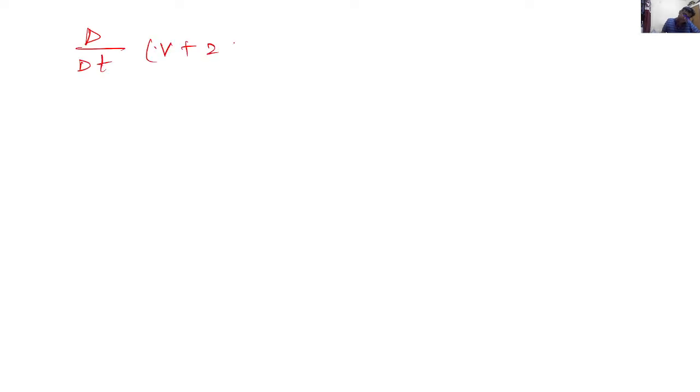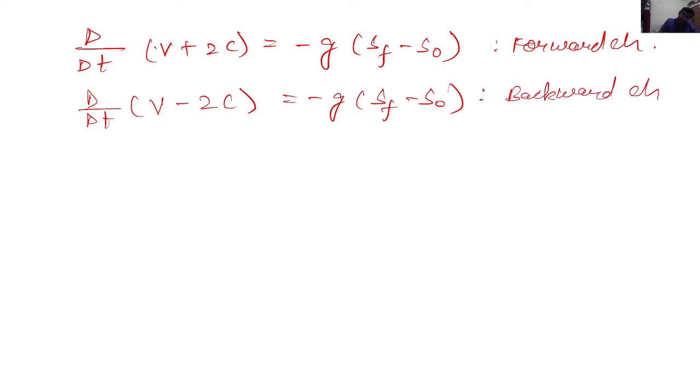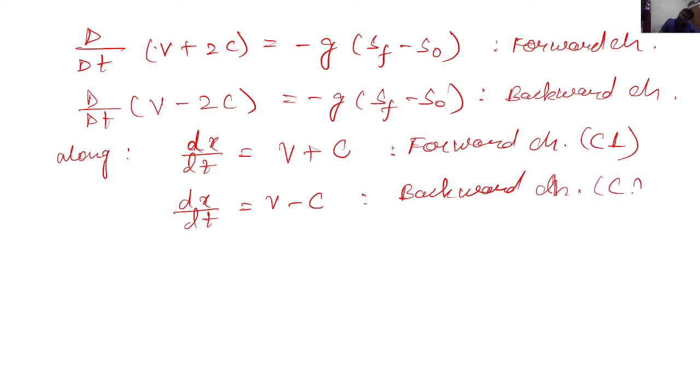The characteristics are dV plus 2dC equal to minus g times Sf minus S naught. This is the forward characteristic. Converting this plus into minus gives the backward characteristic. So this is a system of four different ODEs, ordinary differential equations: dx by dt equal to v plus c along the forward characteristic, which we are terming as C1, and dx by dt equal to v minus c along the backward characteristic, which we are terming as C2.